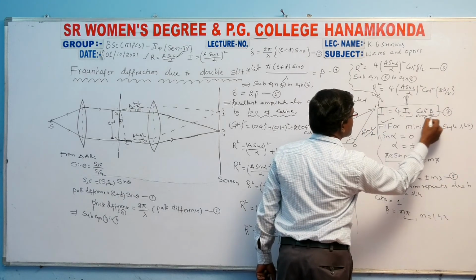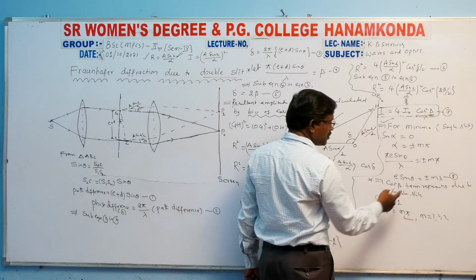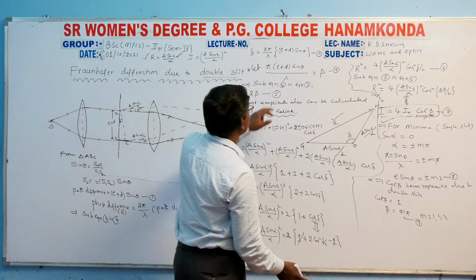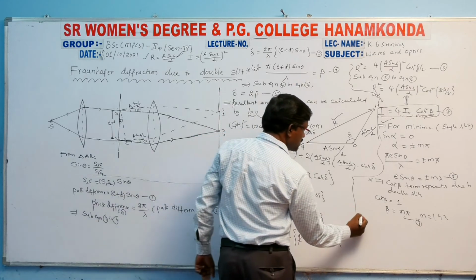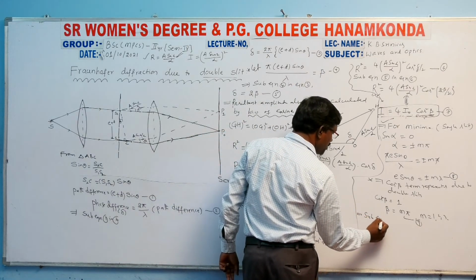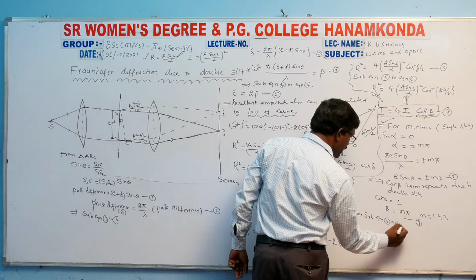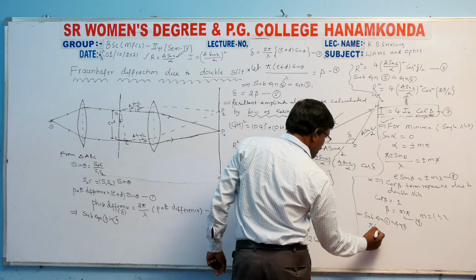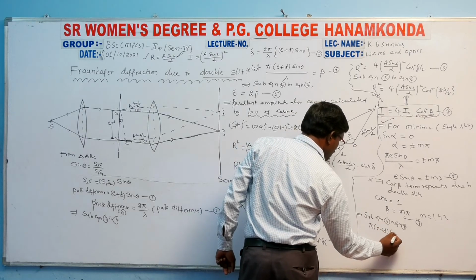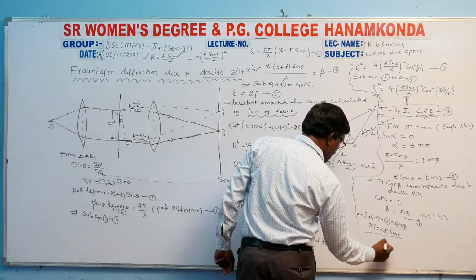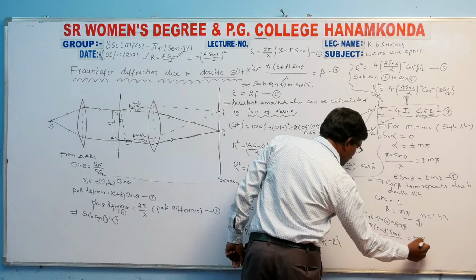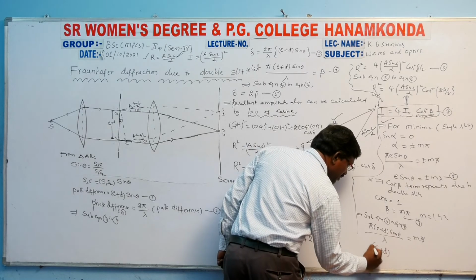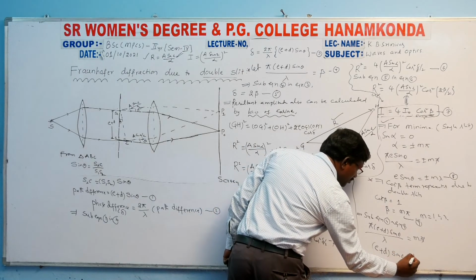Actually these are the final expressions. Let this be equation number 8, let this be equation number 9. Substitute the beta value here, that is equation 4, in equation 9. What is the beta value here? That is pi of (e plus d sin theta) whole divided by lambda is equal to m pi. Pi gets cancelled. So e plus d sin theta is equal to m lambda.